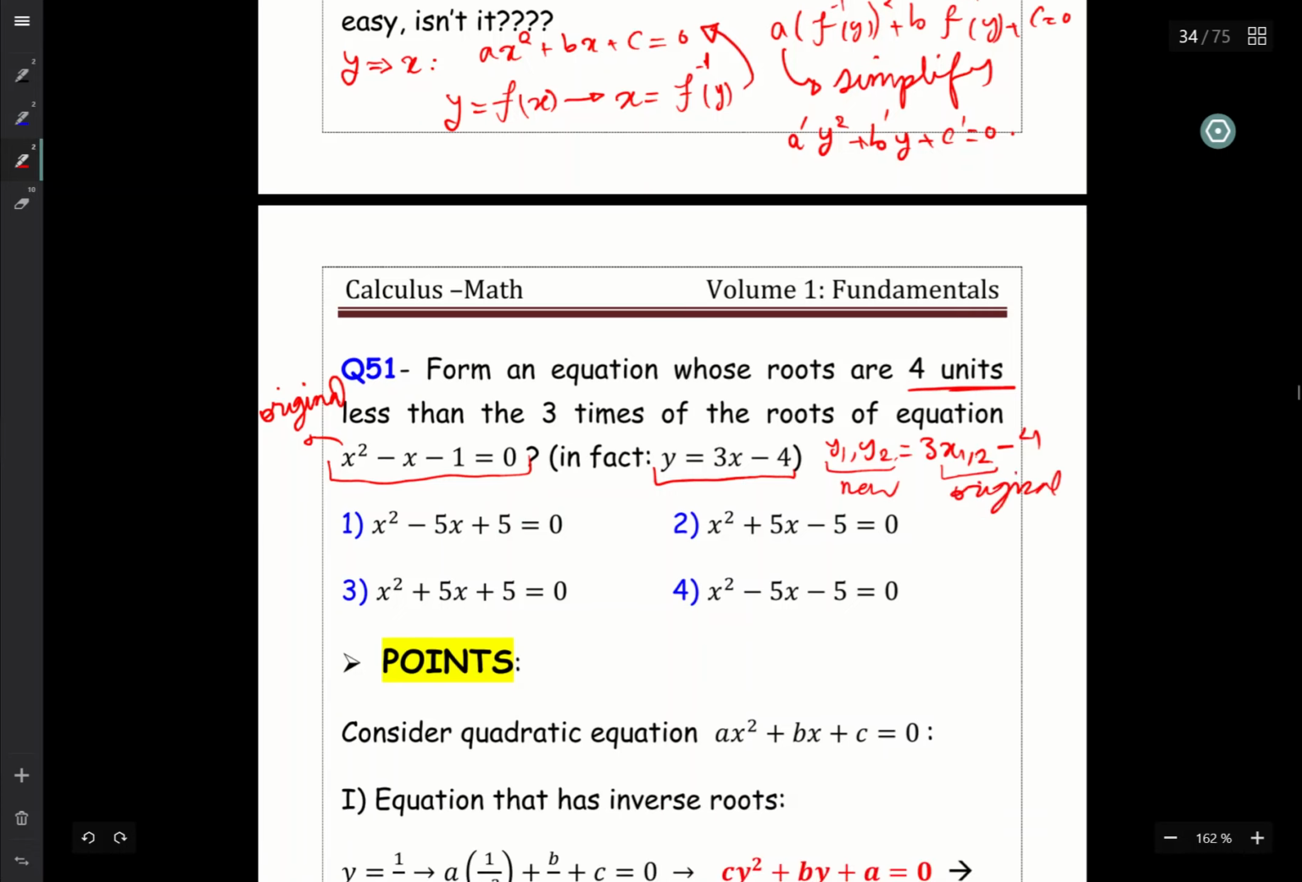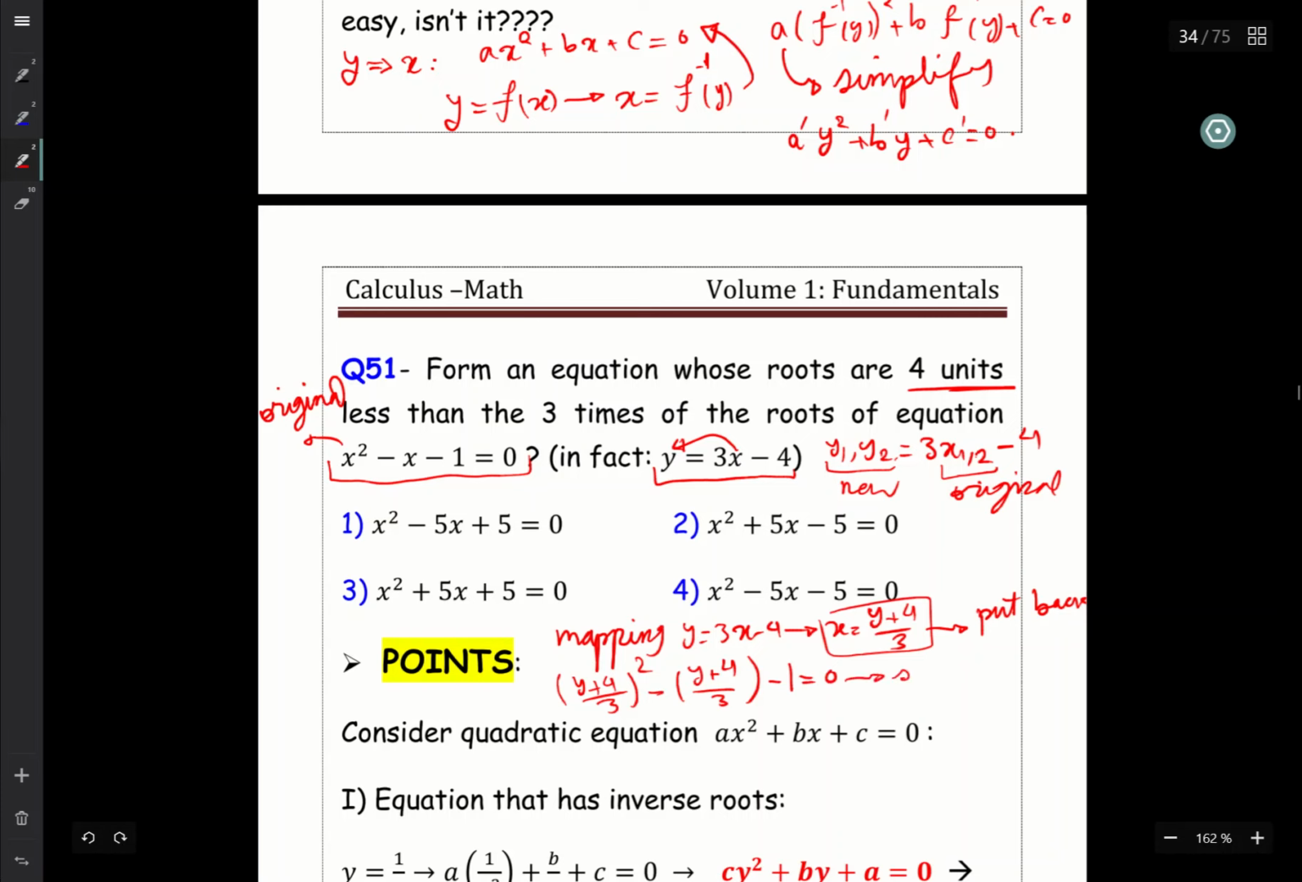Now how do we do that? Again, the first method is to directly calculate x in terms of y in the mapping. So our mapping is y equals 3x minus 4, and therefore x is (y plus 4) over 3, right? And then put this back in the original equation. ((y plus 4) over 3) squared minus (y plus 4) over 3, this is the second term, minus 1 equals 0, right? And then we basically simplify this.